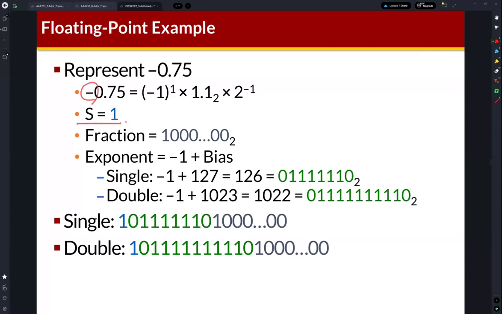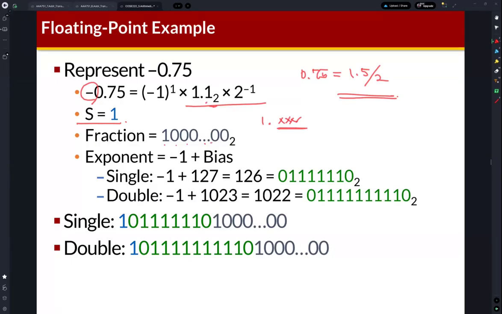Okay, and then actually 0.75 is 1.5 divided by 2, right? So actually this number is 1.1, and then multiply 2 to the power of minus 1, right? So the fraction part is 1.xxxx. So this is the fraction part. What is the fraction part? The fraction part is 10000, right?